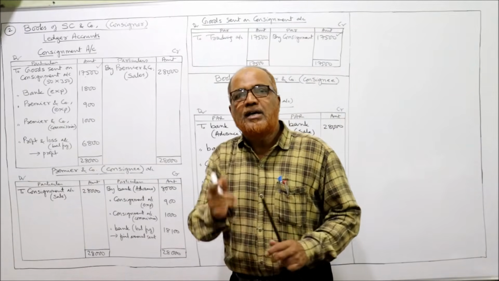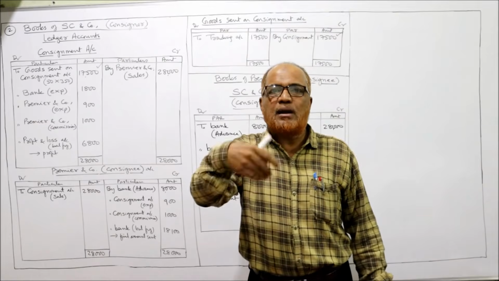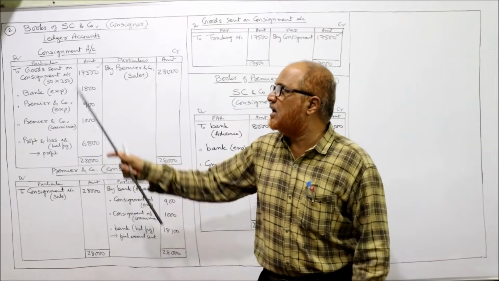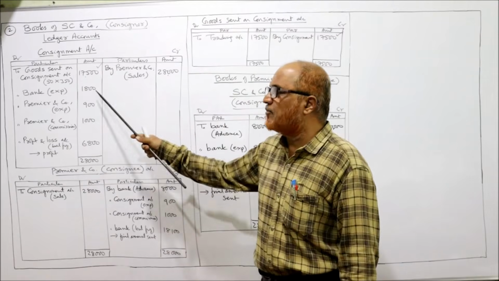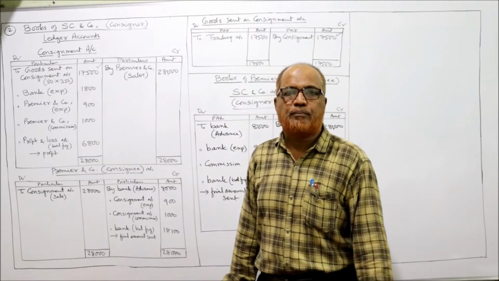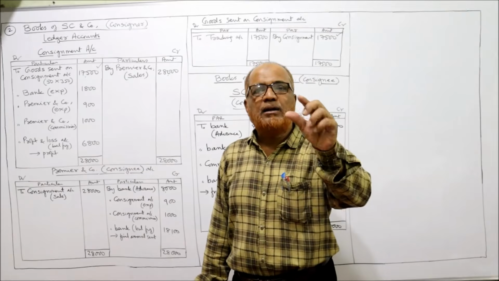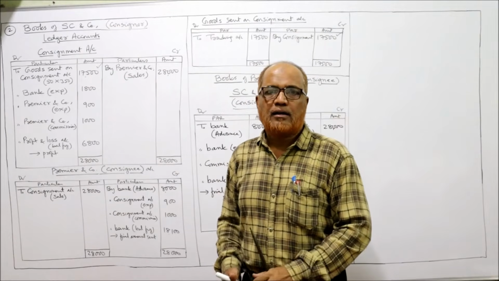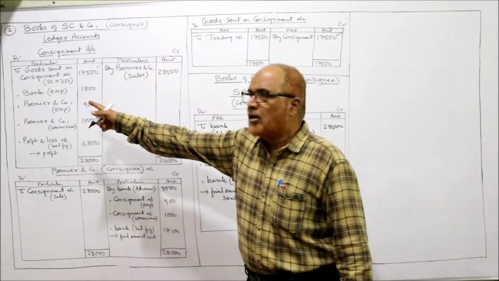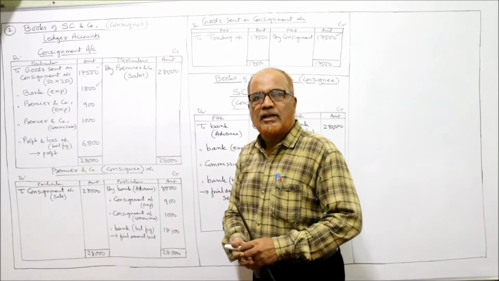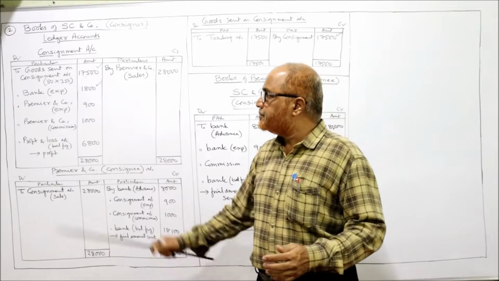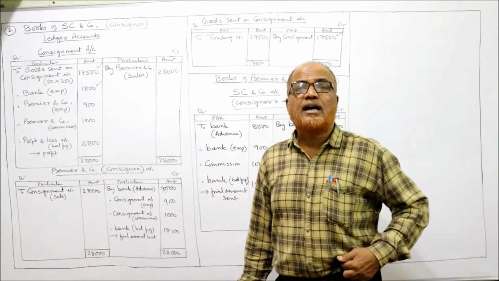First entry over. Second entry, expenses are paid by the consignor, SC and Company. How much expense have they paid? 1800 rupees given in the problem. The entry will be consignment account debit to bank. So to bank, expenses 1800 rupees. Next comes expenses paid by the consignee.